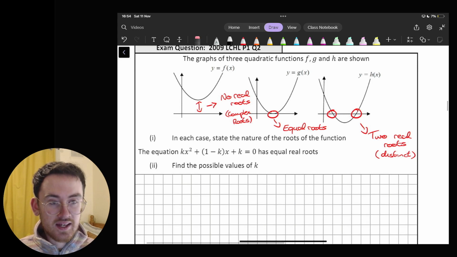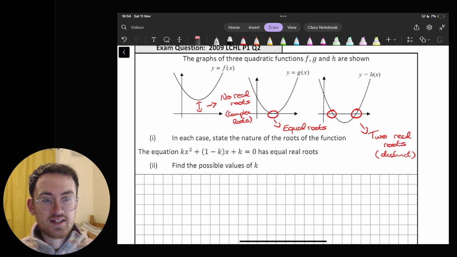So we've kind of answered the question there for each of the examples. The first one has no real roots or has complex roots because it doesn't cross the x-axis at any point in the kind of real plane. The second example has equal real roots because it just touches the x-axis, it doesn't cross at any of those points. And the last one is two distinct real roots because it crosses the x-axis at two distinct points.